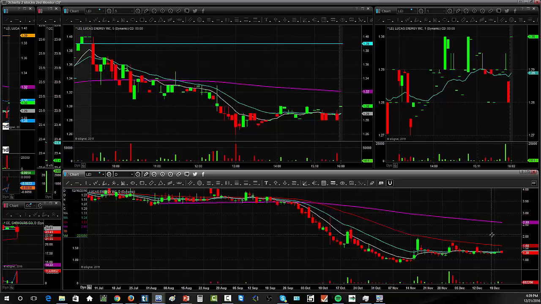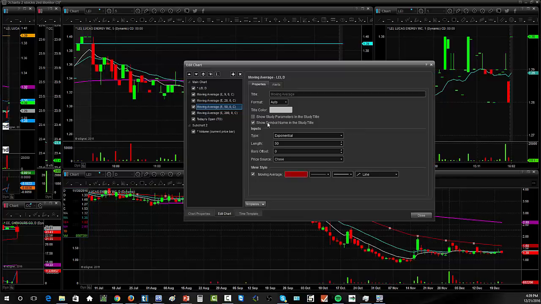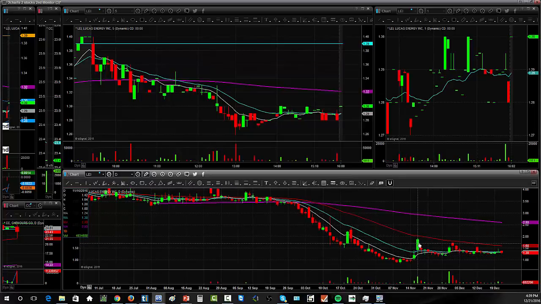So if we change this to, let's see, just for instance, a simple moving average, it does change it a little bit. It clearly looks different than when it's exponential. To me, the exponential is the one that's getting respected more in this case. But again, this is what I use as a trader, and for the sake of consistency, I just keep it easy and use just the exponential moving average.